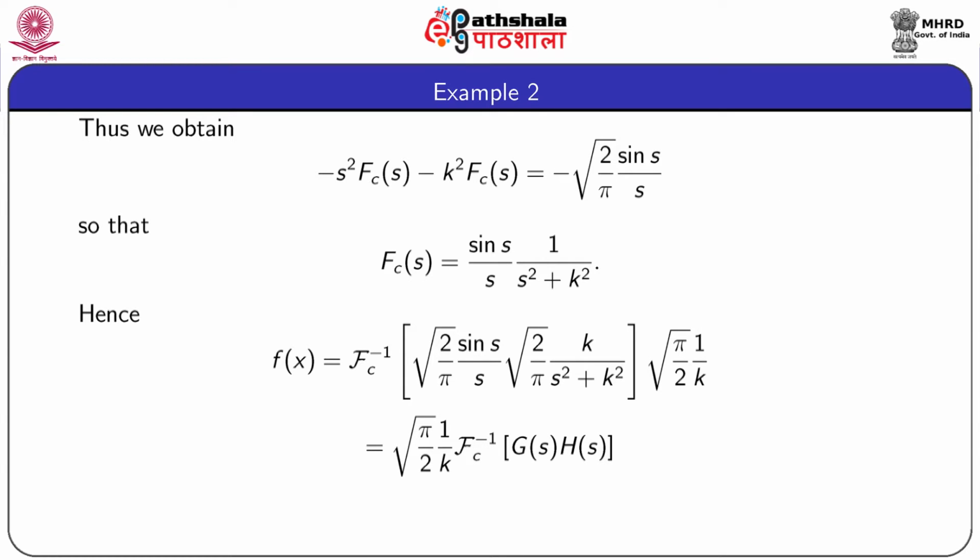Thus, with this simplification, the given differential equation after taking Fourier cosine transform reduces to minus s square capital F C S minus k square capital F C S equal to minus root over 2 by pi sin(s) by s. So, F C S equal to sin(s) by s into 1 by s square plus k square.